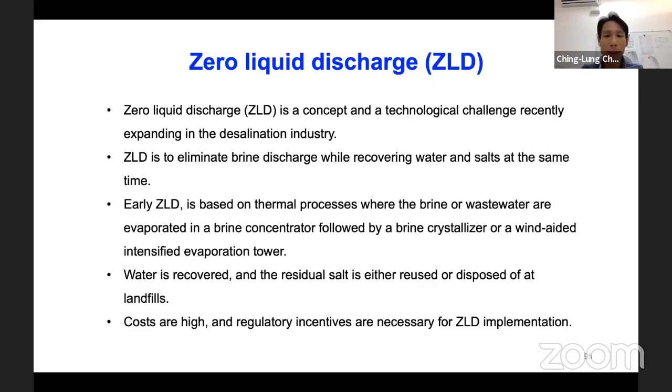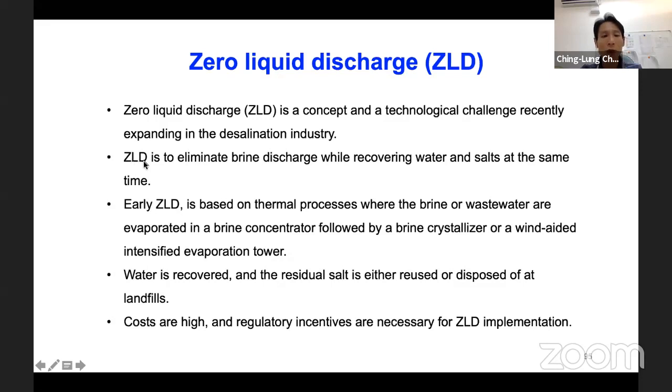And here comes zero liquid discharge. Zero liquid discharge is a kind of new term. It is a concept and a technological challenge recently spent in the desalination industry.